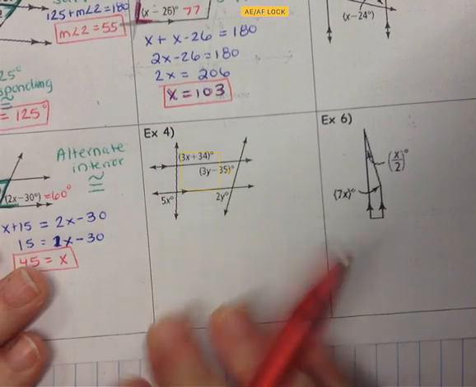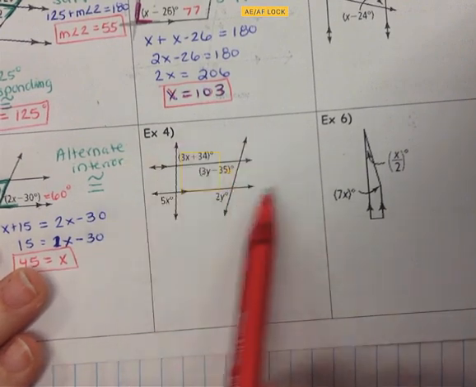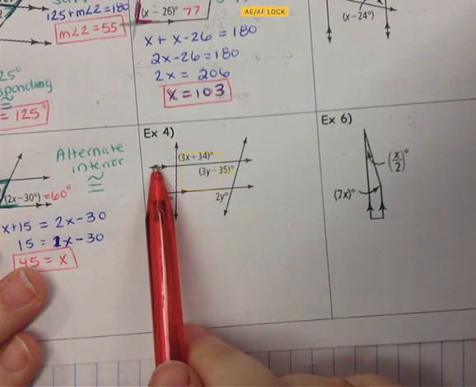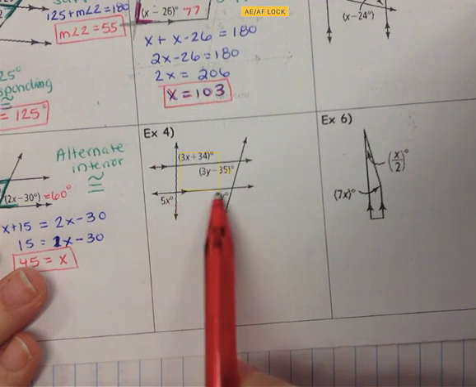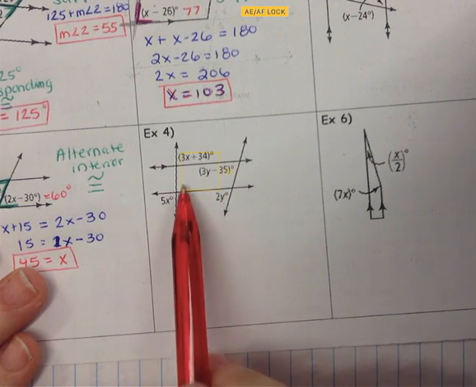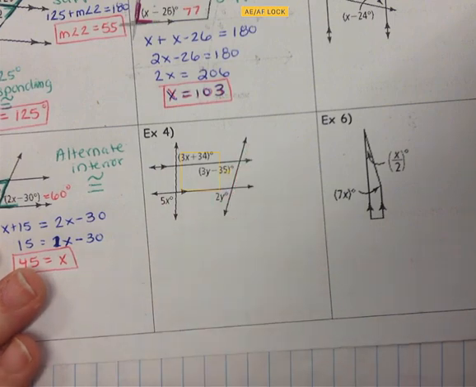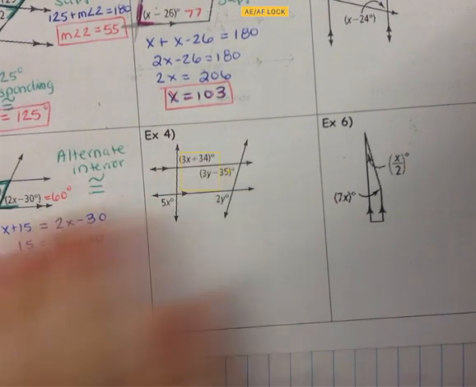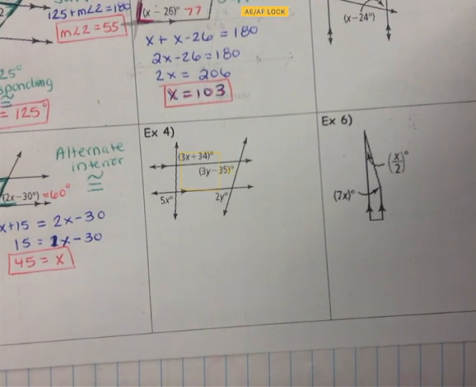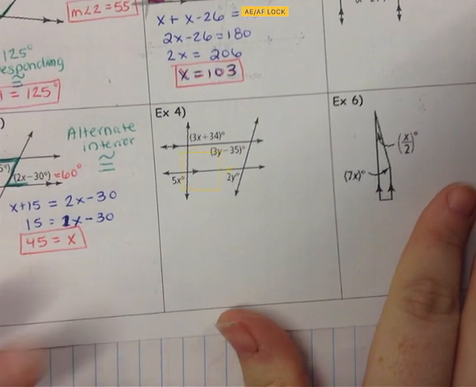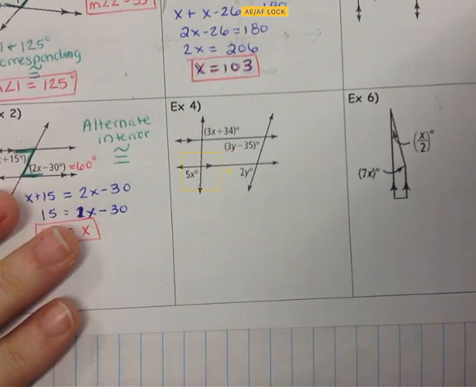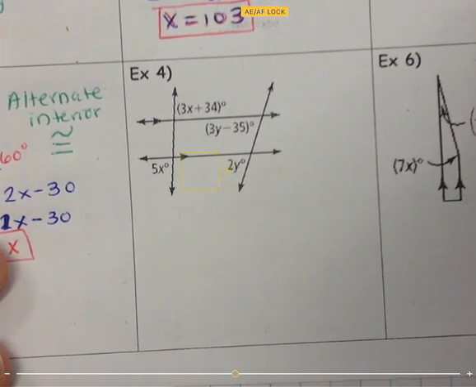Moving on to example 4, we have multiple lines crossing here. We still have two parallel lines. These are the two parallel lines because we have the markings here. Therefore, we have two transversals, but they're still crossing parallel lines. So we want to focus on letters that match. So the first letters that match are the x's. So let's focus on the x's first.